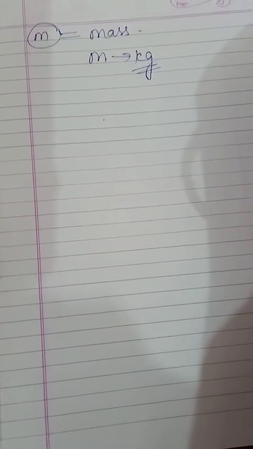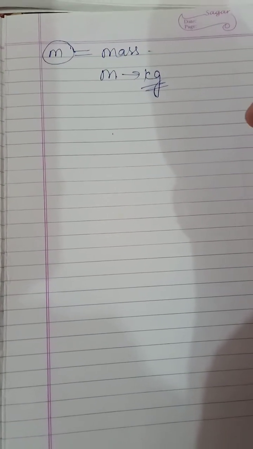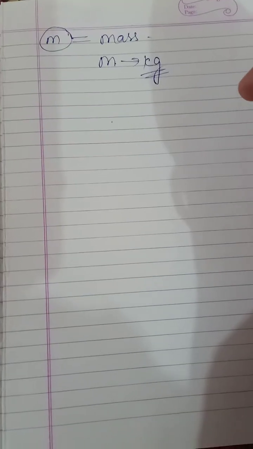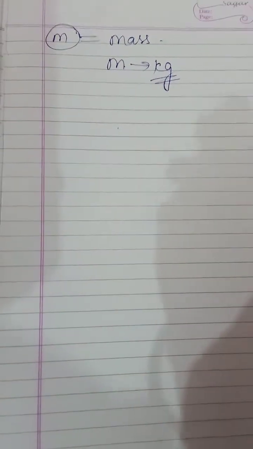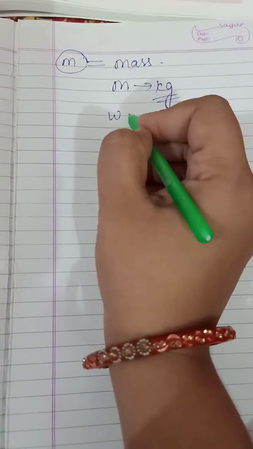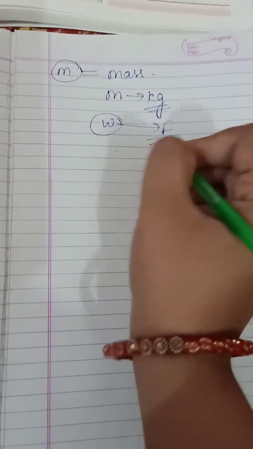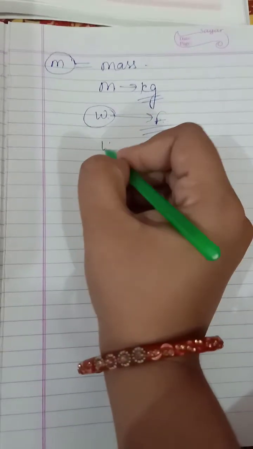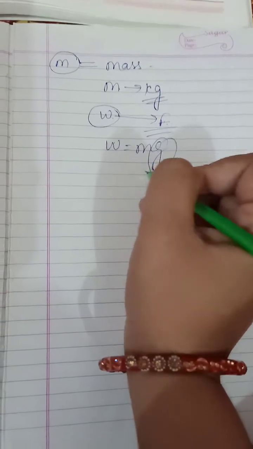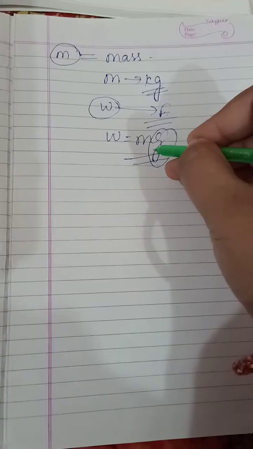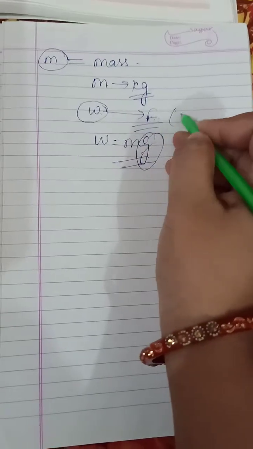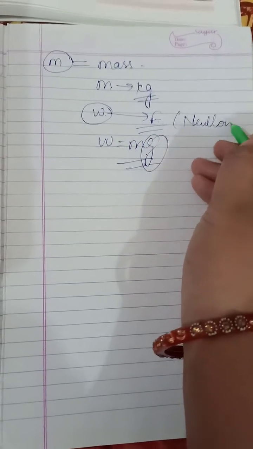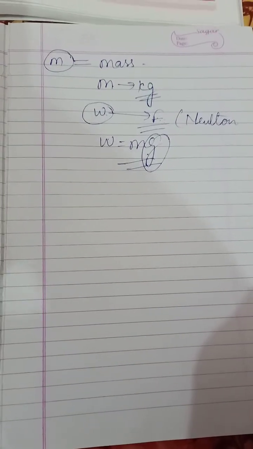Okay. Next we have the weight. What is weight? Weight is the force by which Earth attracts a body toward itself. It is represented by the letter W. It means that it depends on gravity. W is equal to mg. The weight changes from place to place because it depends on gravity, and gravity also changes from place to place. It is the force of attraction, so its SI unit is Newton, and the CGS unit is dyne.